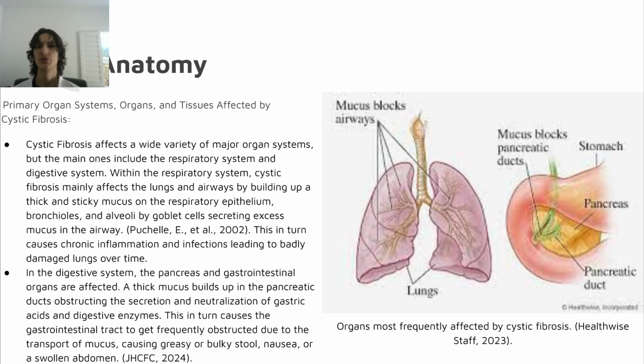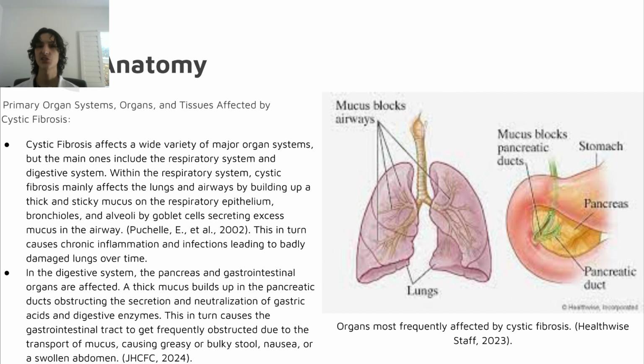Moving on to slide 5, we'll be taking a look at the anatomy of cystic fibrosis and look at the primary organ systems, organs, and tissues affected by this disease. Cystic fibrosis affects a wide variety of major organ systems, but the main ones include the respiratory system and digestive system. Within the respiratory system, cystic fibrosis mainly affects the lungs and airways by building up a thick and sticky mucus on the respiratory epithelium, bronchioles and alveoli by goblet cells secreting excess mucus in the airway. This in turn causes chronic inflammation and infections, leading to badly damaged lungs over time.